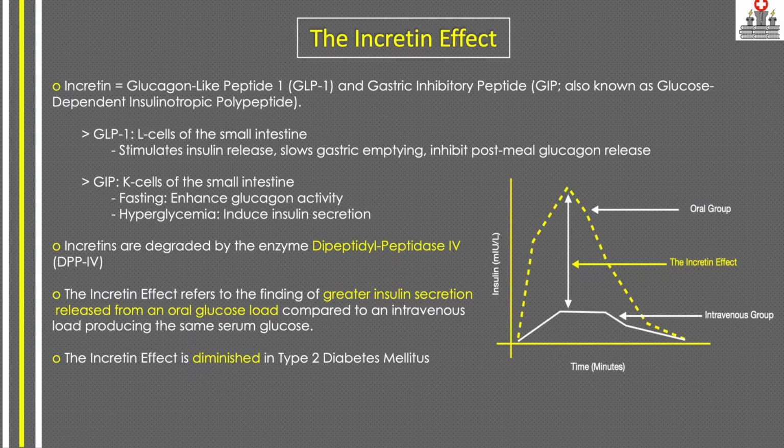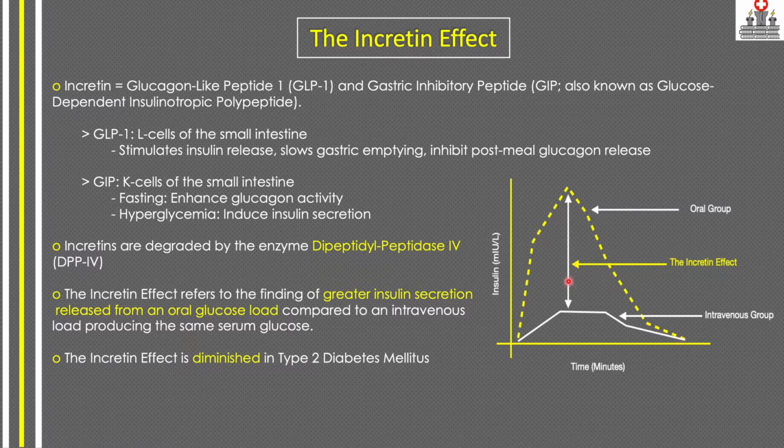So before I talk about the next two classes of medications, I would like to discuss something known as the incretin effect. So what is the term incretin? It refers to two gut hormones in particular, glucagon-like peptide 1 and gastric inhibitory peptide, also known as glucose-dependent insulinotropic polypeptide. For shorthand, this is referred to as GIP. So what does this have to do with diabetes? The incretin effect refers to the enhanced release of insulin after an oral glucose load compared to an intravenous glucose load of the exact same quantity.